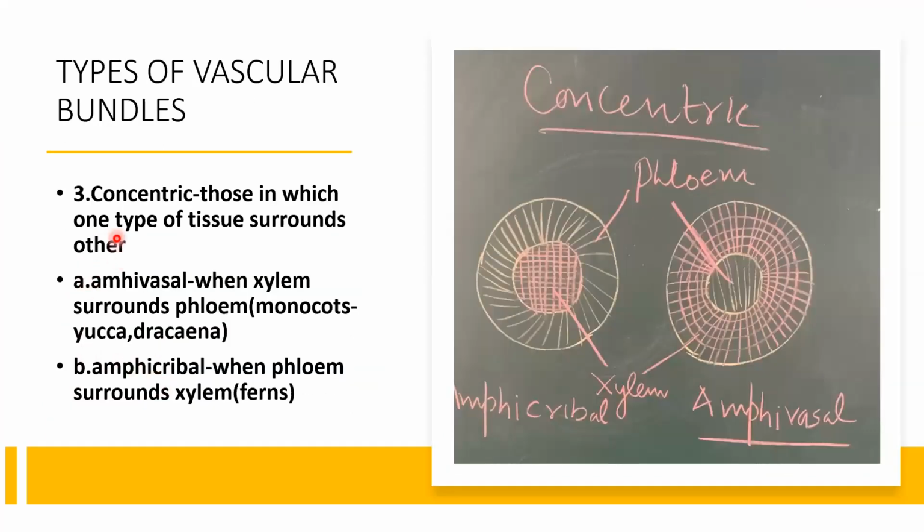Now, the third kind of vascular bundles show concentric arrangement. So they are called concentric vascular bundles. Now, in this case, we can see this is xylem present in the center, and this is surrounded by phloem. So we use the word amphicribal for this kind of arrangement of the xylem and phloem. And if the reverse is there, phloem is in the center, and this is surrounded by xylem on both the sides, this is called amphivasal. And this arrangement is called the concentric arrangement of the vascular bundles.